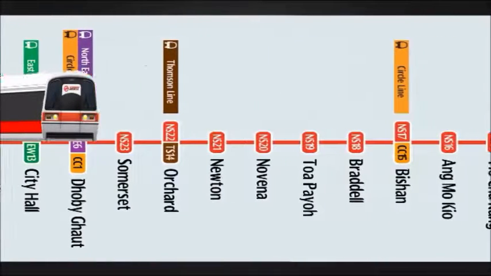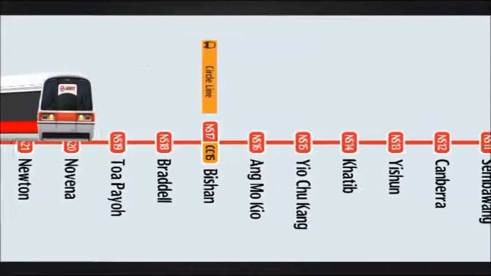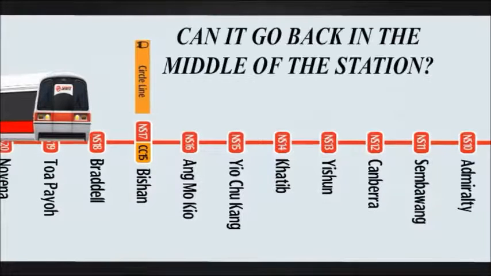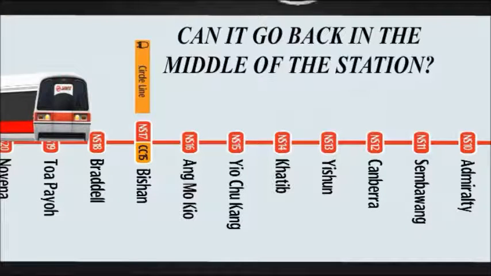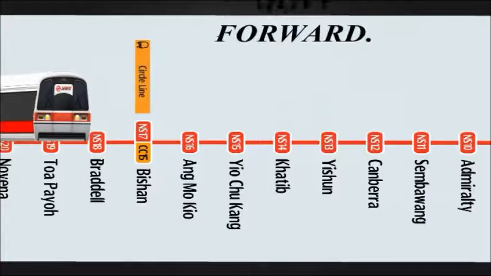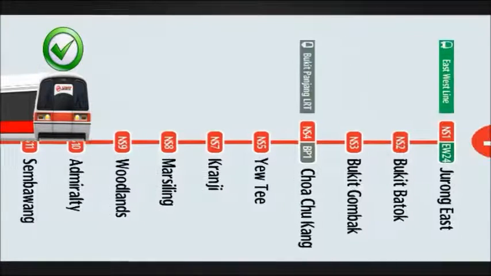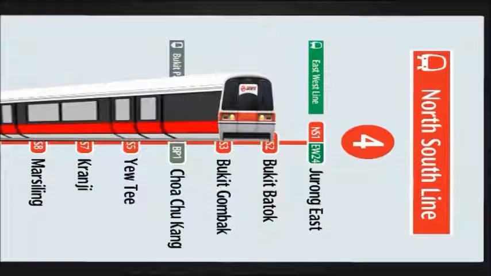Now let's look at how a sequence works. As you can see, the train moves from one station to another in a sequence. Can the MRT move backwards in the middle of the station? The correct answer is no. In a sequence, the MRT is not able to move backwards. It has to move forward until it reaches the endpoint. In this case it is Jurong East.